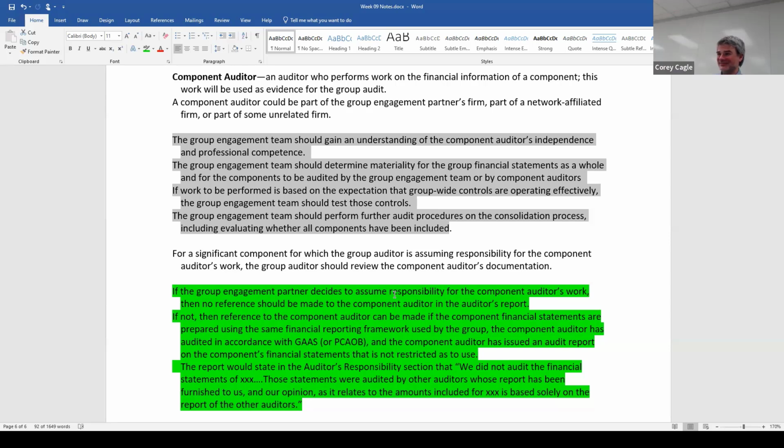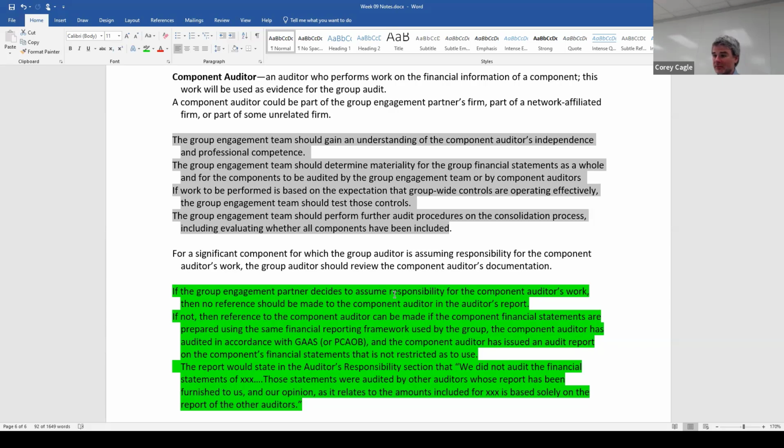Consolidations. So you want to do procedures on the process of how they're consolidating everything. Make sure all the companies, or components, have been included. So kind of obvious things that we would definitely want to do.